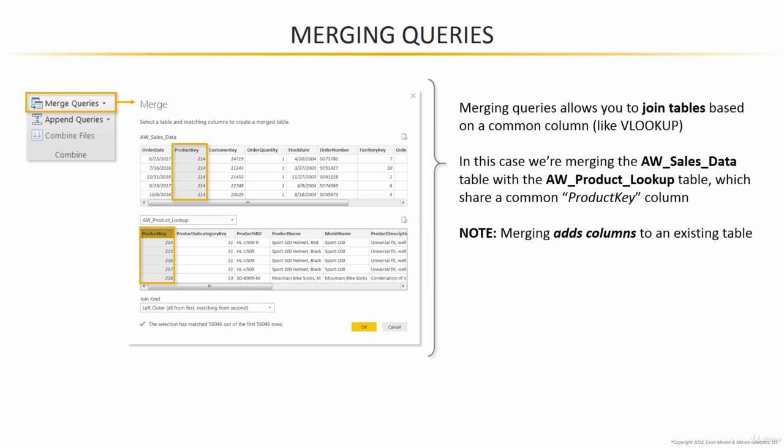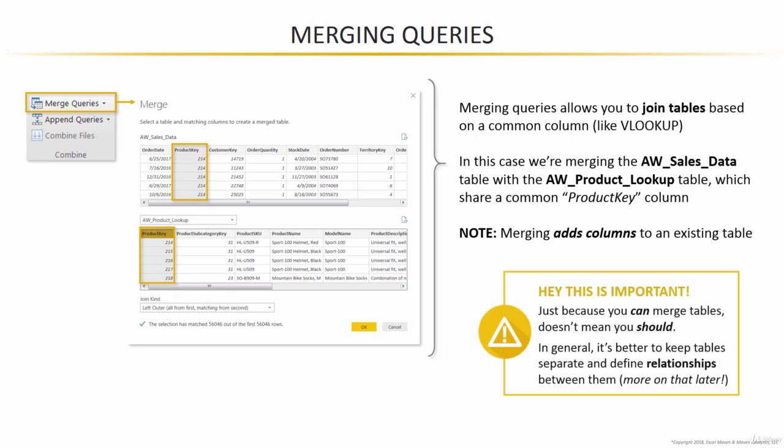So in this example that we're looking at here, we're merging a table called AW sales data with another table called AW product lookup, both of which contain a matching product key column. So essentially what we'll be doing here is grabbing information or attributes about those product keys from the product lookup table and pulling them in or embedding them into our sales table by matching them to the associated product keys. So my trick for remembering this is that merging adds columns to an existing table. You're not adding any rows, you're pulling in more information and making your table wider by adding columns.